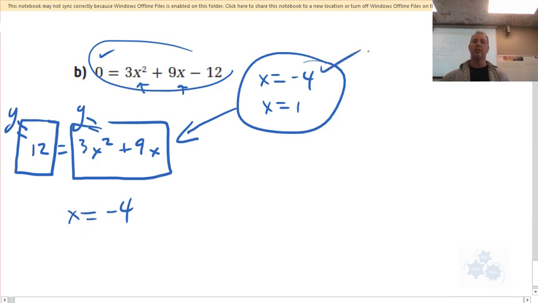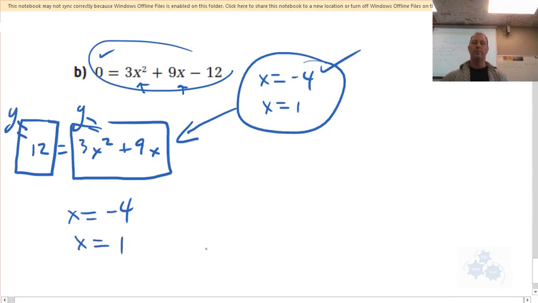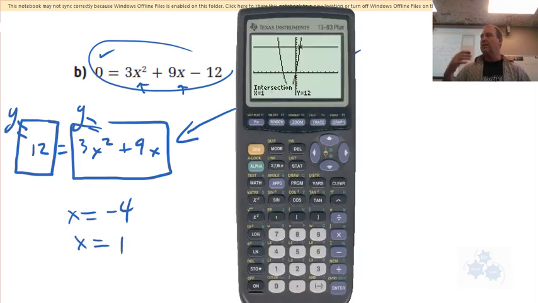If we were to do that again, which I'll do real quick: intersect, first curve, yes, second curve, yes. Now I have to move my cursor over, so I tell the calculator I want to find this intersection point now, not the other one. Then it should quickly calculate, there you go, x equals 1. So that's another way that you can use the calculator to find solutions to a quadratic equation. So there's 2 methods there.